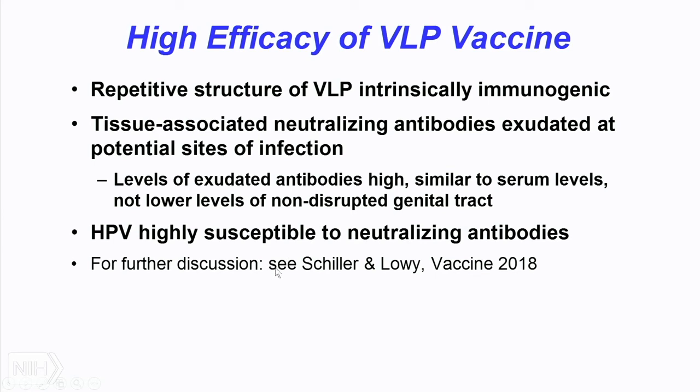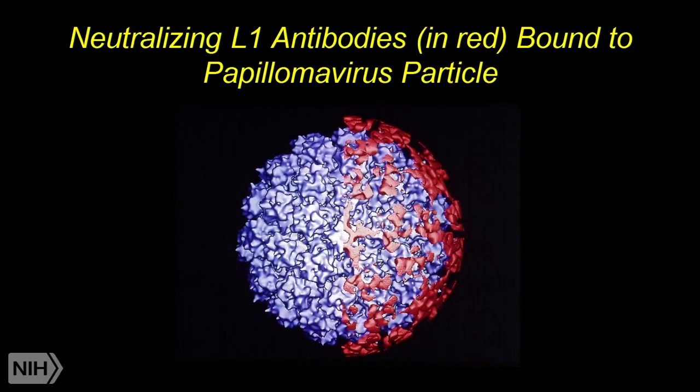For those of you who want to read more about this, John and I published a paper a couple of weeks ago in Vaccine that discusses this issue in more depth. And this just shows you a virus particle, a reconstruction electron micrograph, and the red is a monoclonal neutralizing antibody that's bound to the virus particle. You can easily imagine how the antibody-bound virus will not interact with the target cell, and so you prevent infection as a result of the antibodies binding to the incoming virus.